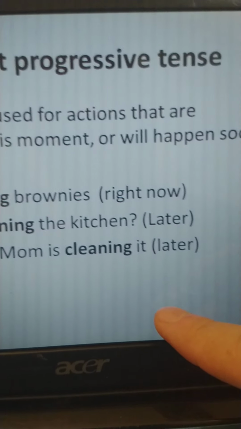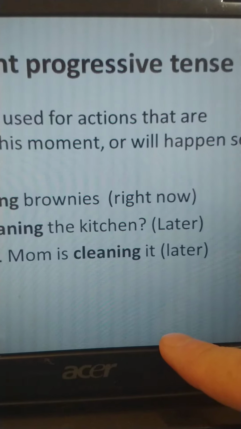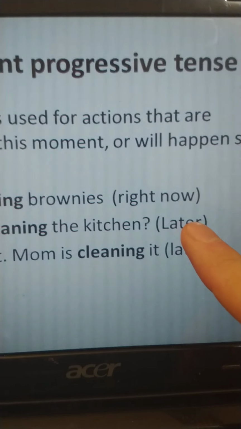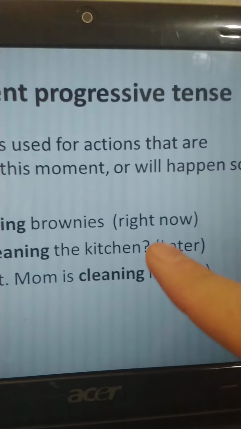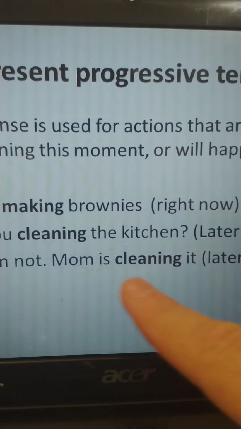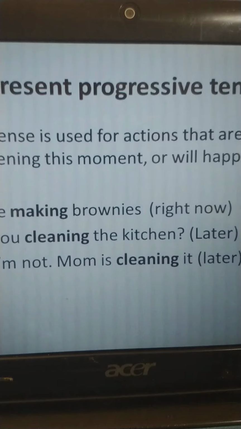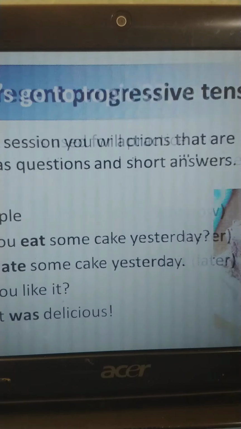So we are using present progressive tense to talk about actions happening right now or others that will be done soon. I use the verbs with ing ending. Yes? Okay, this is a reminder.